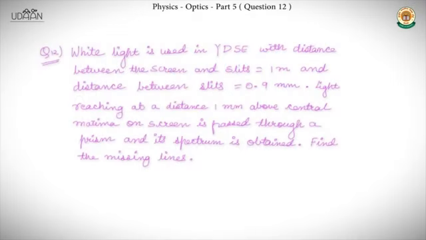White light is used in Young's double slit experiment. The distance between the screen and slits is 1 meter, which is capital D in the YDSE formula, and the distance between slits is 0.9 mm, which is small d in the YDSE formula. Light reaching a distance 1 mm above the central maxima on the screen is passed through a prism and its spectrum is obtained. We have to find the missing lines. So we also have y in the YDSE formula.